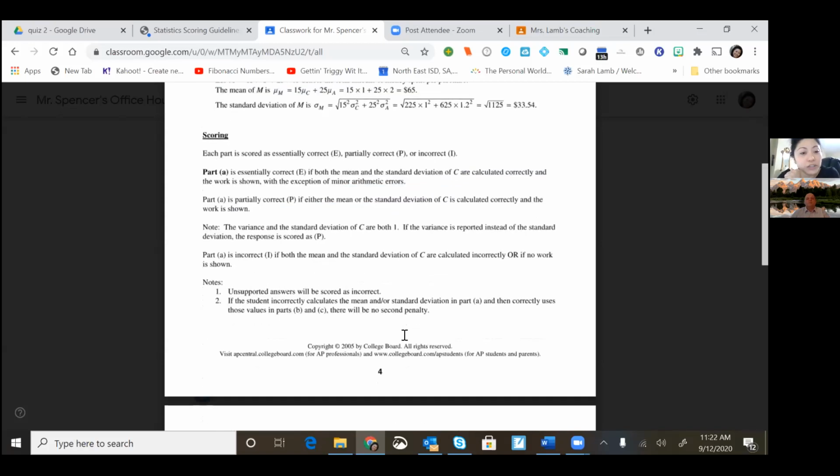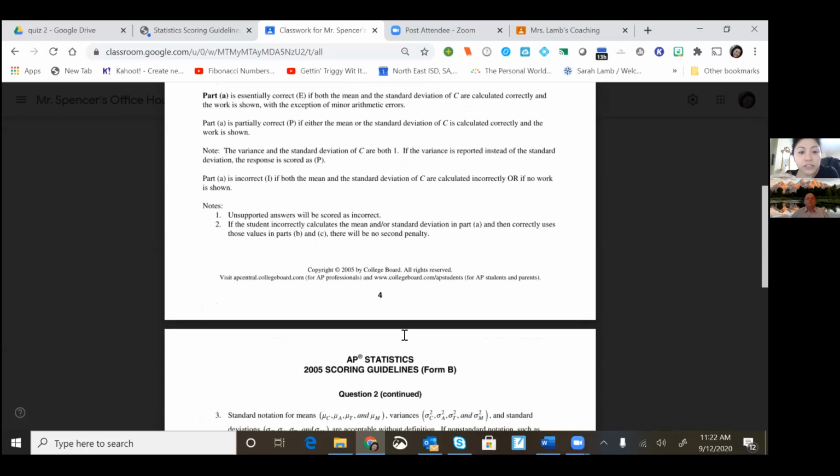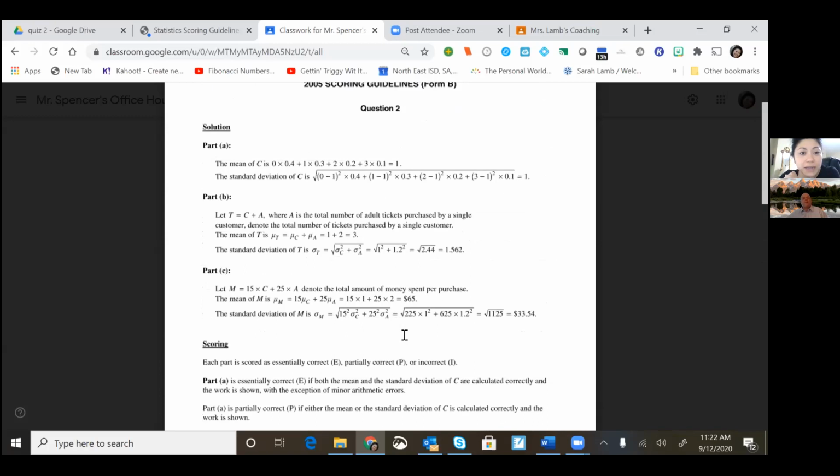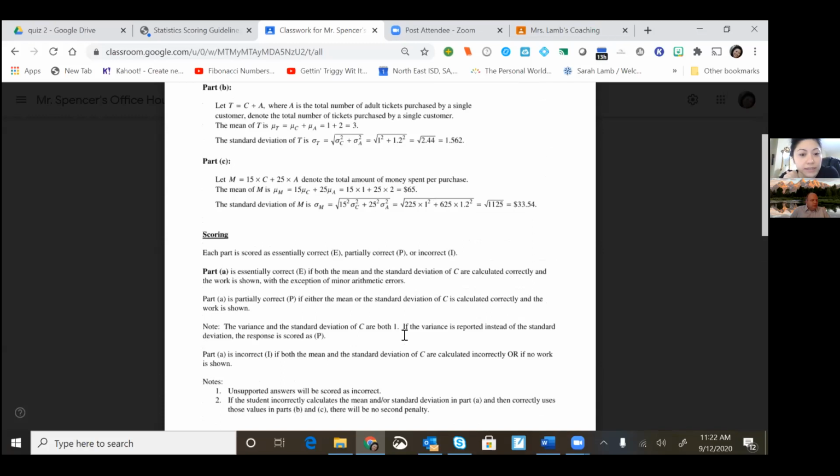And then they made a special note down here: unsupported answers will be scored as incorrect. So again, you have to justify your work. If you missed the mean but got the standard deviation, that would be a partial for that. So they do recognize that you can get partial credit for part A or a partial for part B, and things like that.